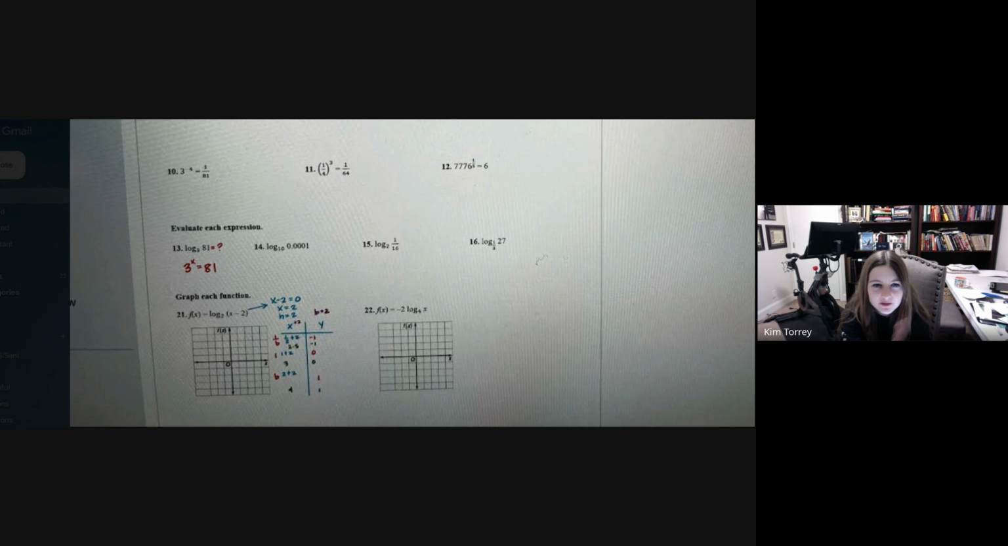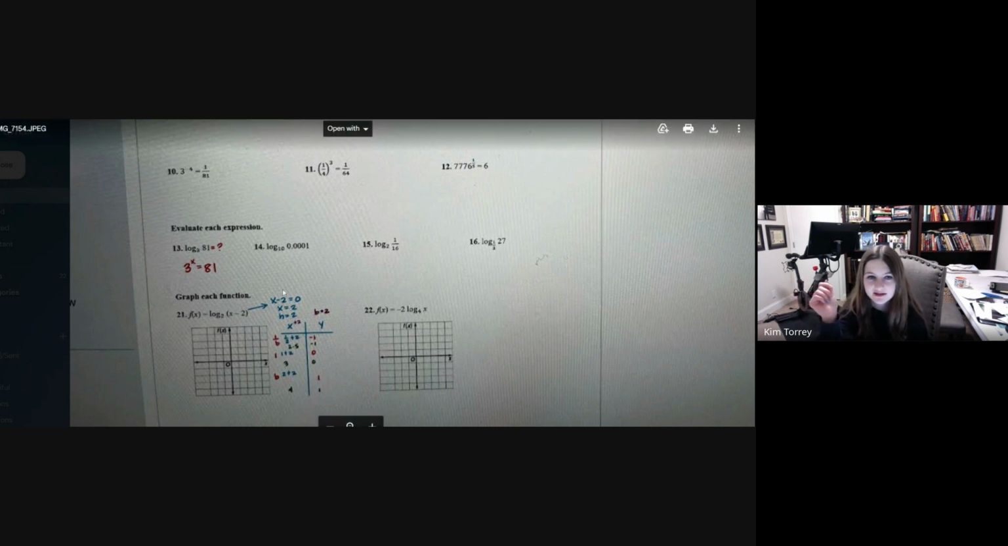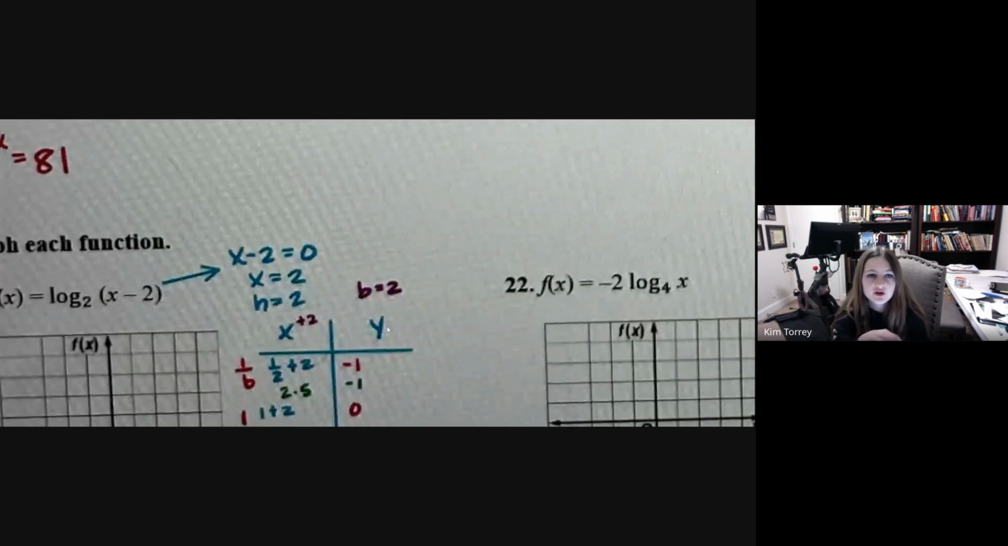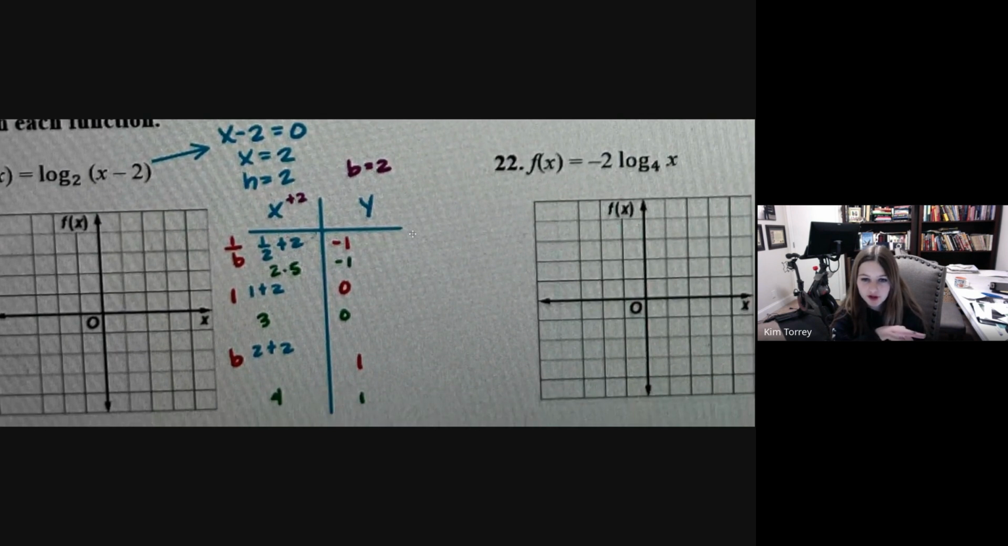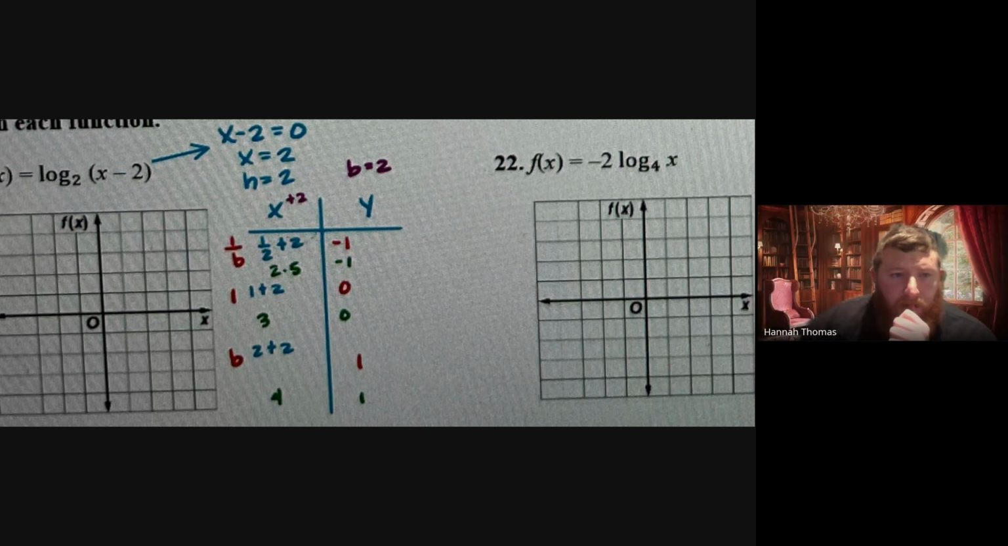Which way did he say to do it? Okay, so what he wrote is how he wants you to do it, with 1/b and then 1 and then another b, but then the 1/b you flip it or something. Okay. So x minus 2 equals 0, x equals 2, h equals 2, and then x has to be plus 2 and b has to be 2.